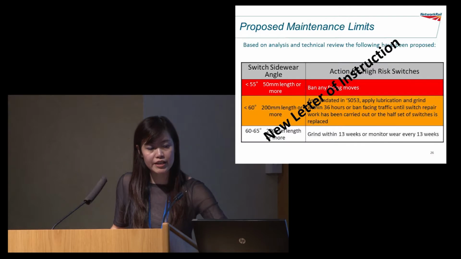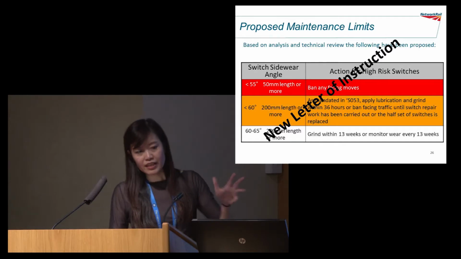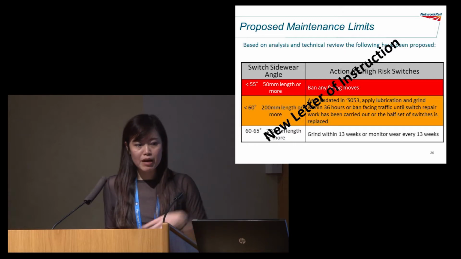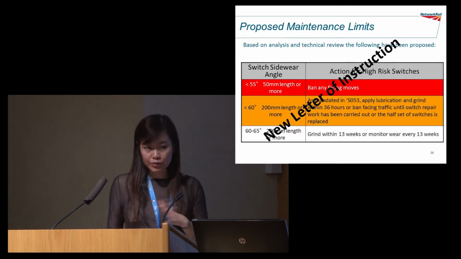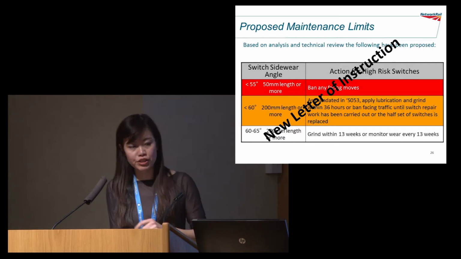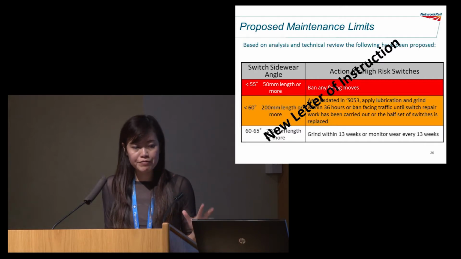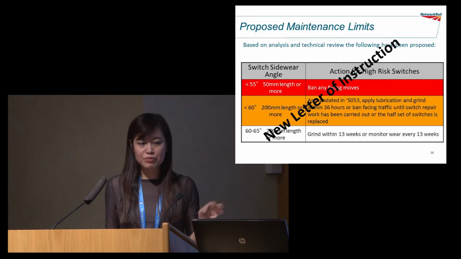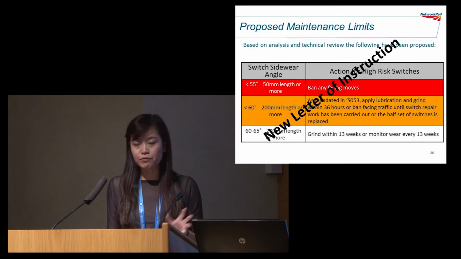This is published in a letter of instruction. Using the measured angles, we came up with maintenance limits, again in the same letter of instruction. Anything below 55 degrees contact angle, just ban any traffic, because in the derailment at Stroh Street, the contact angle was about 52.